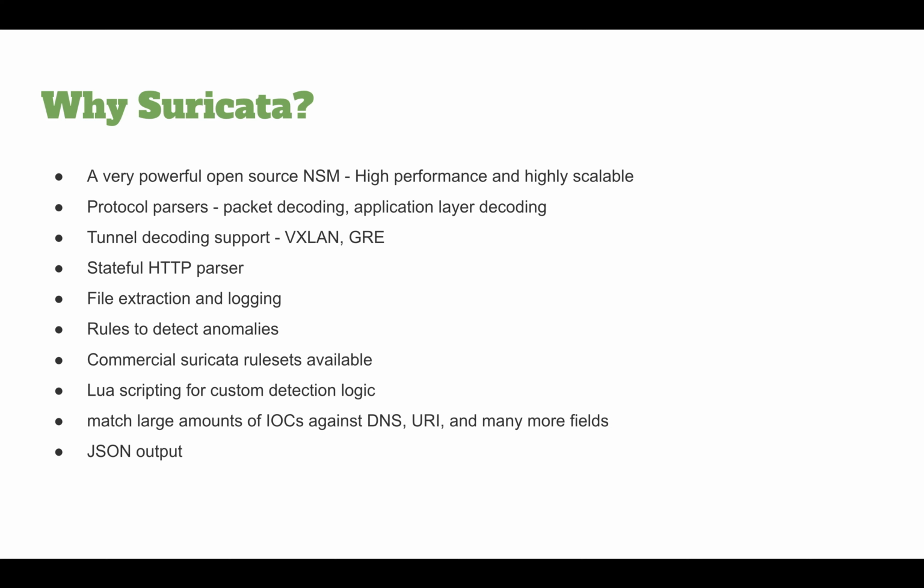It also has commercial rule sets available. You can build your own rules to detect anomalies. So basically, it works on a signature-based detection mechanism. If it finds traffic which matches a signature pattern, it will give you an alert. And the output here is JSON, which means it will be very easy to push this JSON output to any of your SIEM solutions or Elasticsearch.